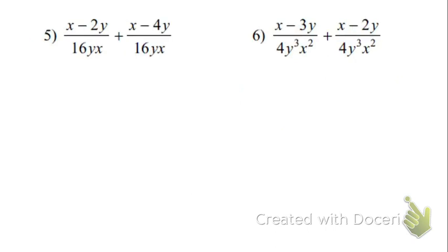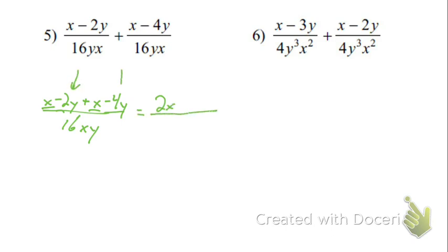All right, next up, what should I do? Maybe 5. Let me try 5. So, I have 16. I'm going to put xy instead of yx because I like that better. And then up top, we have x minus 2y, and then we're going to add x minus 4y to it. So we're still adding those. So x plus x is 2x.